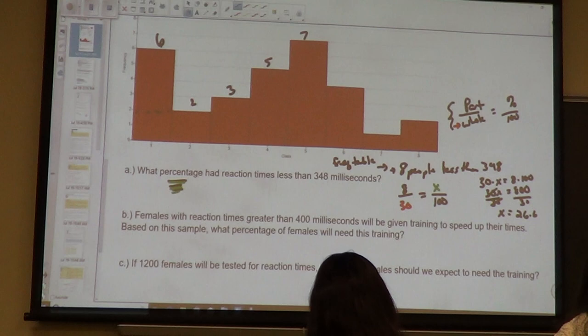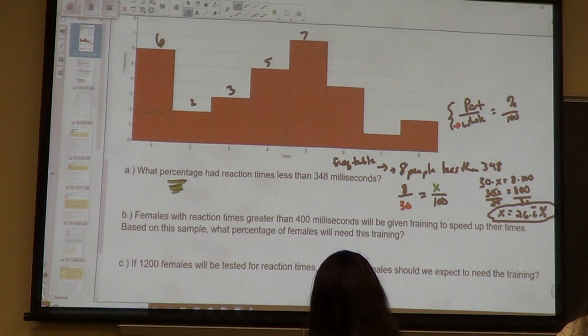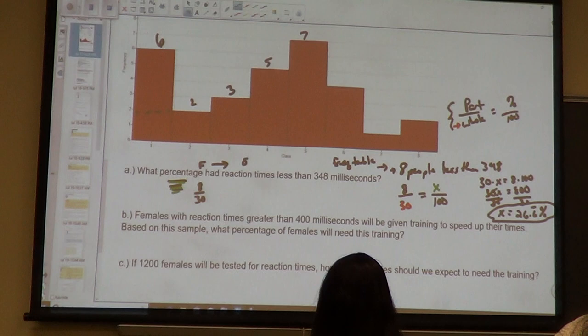26.66, is that what we said last time? 26.666666. That's one way to do it. Okay? The other way to do it is to say, 8 people out of 30 had the reaction time of less than 348. That is a fraction. I want to turn that fraction into a percentage.